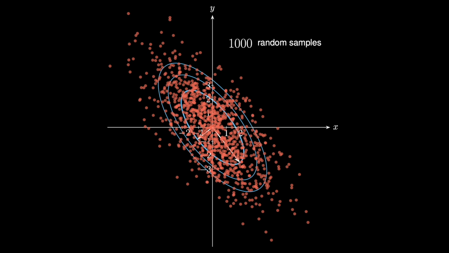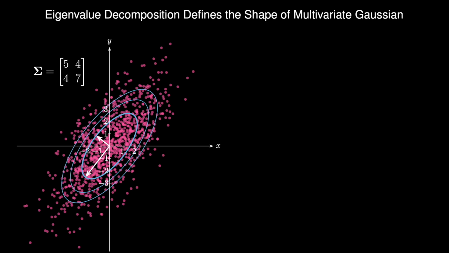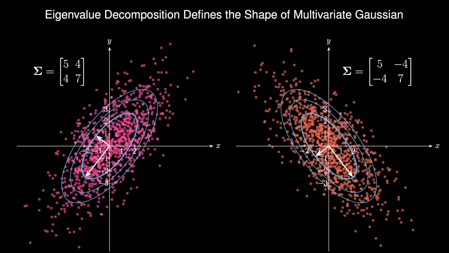And with 1000 samples, the negative correlation is more remarkable. The random samples align with the ellipse, tilted from upper left to lower right. The eigenvalue decomposition of the covariance matrix completely determines the shape of the Gaussian. Here we see the ellipse for the positive covariance case, sigma with the off-diagonal 4. Placing both cases side by side for comparison, the two ellipses are almost symmetric: same eigenvalues, opposite eigenvector orientations.